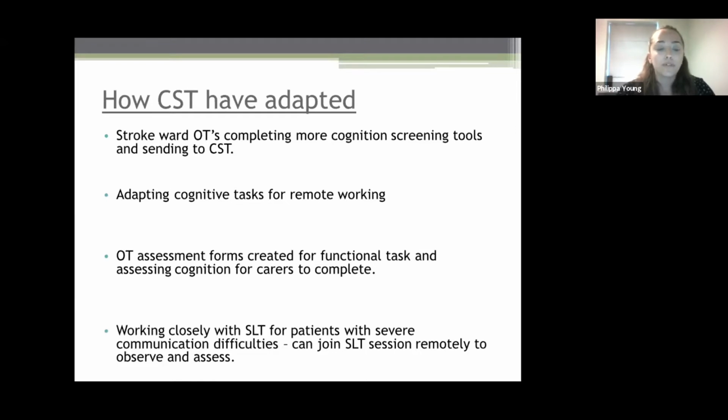To support the reduced face-to-face contact, assessment forms have been created by one of my OT colleagues. And this includes functional tasks which involve carers to observe the patient, fill in their form regarding their cognitive ability and feedback to the OT. Activity plans for cognition have also been created, including general exercises as well as functional tasks. This can be done with carers and can also be done during the remote sessions.